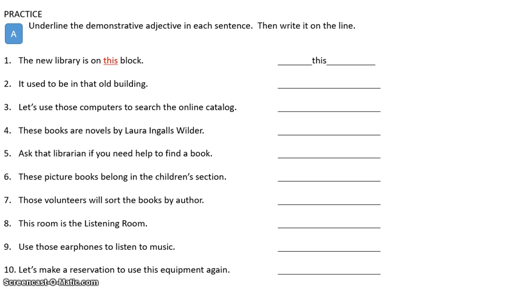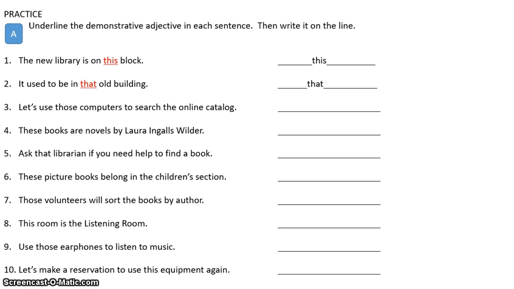All right, now that you are back, let's go ahead and look at number 2. It says, it used to be in that old building. Okay, that one is an interesting one. What is the noun? The noun is building. Old is telling me what kind. What kind of a building is it? It is an old one, so that's an adjective. But the word that is the demonstrative adjective in that sentence.